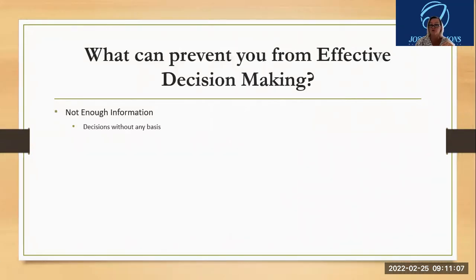I've got 6 problems that can prevent people from effective decision making. And the first one is not enough information. If you don't have enough information, it can feel as though you're making a decision without a basis. So you need to take the time to gather the necessary data to help you make a better informed decision.